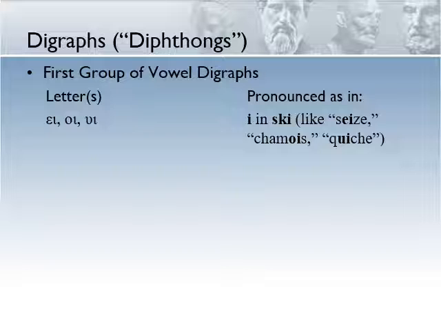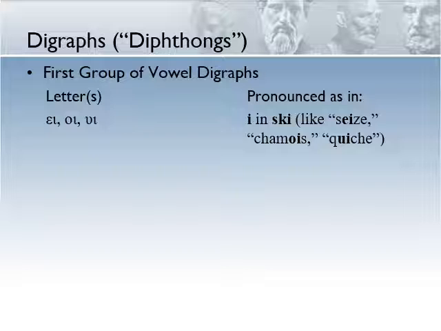Think about the omicron iota combination. The omicron iota digraph is pronounced like the O-I in the word chamois. Chamois, of course, is actually a French word, but it's been brought into the English language. And here we have O-I in the word chamois, which reminds us of the Greek omicron iota. And in chamois, the O-I takes on this phonetic I sound. It's pronounced E. This is how omicron iota will always be pronounced in Greek.